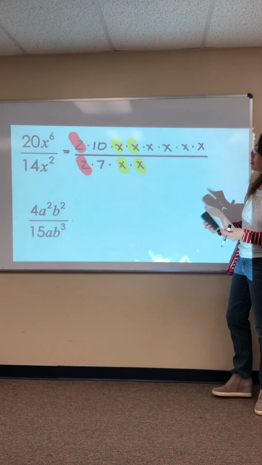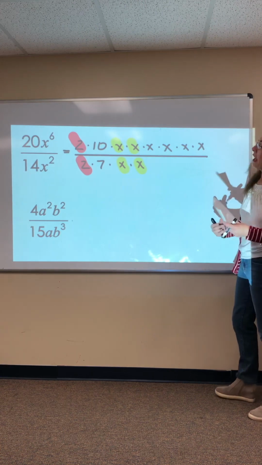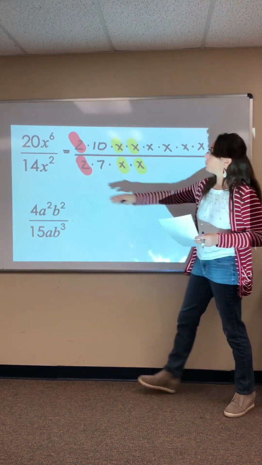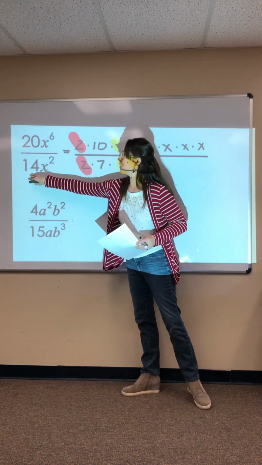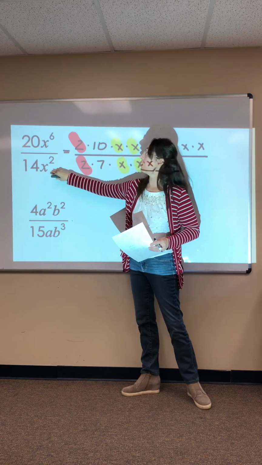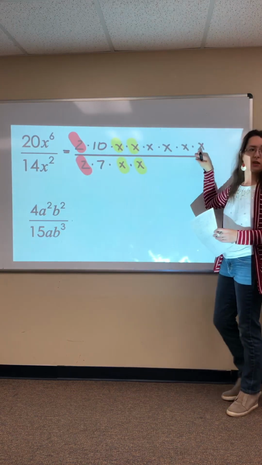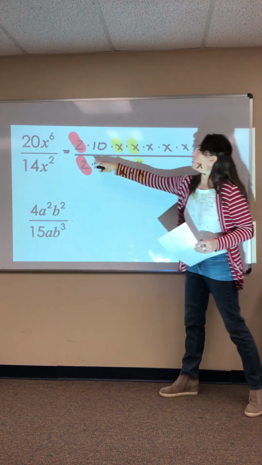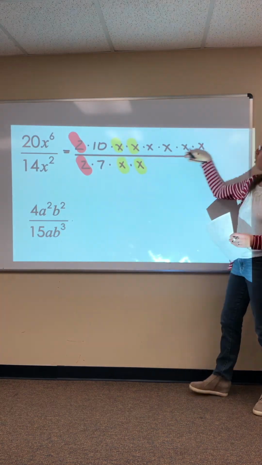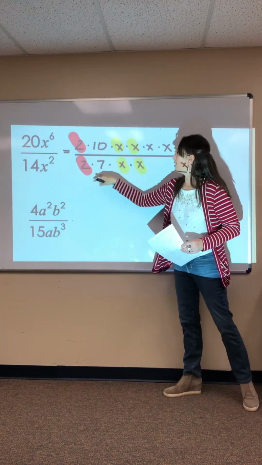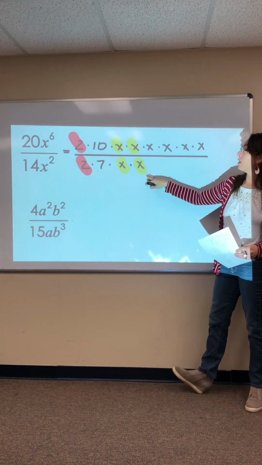Okay, here's an example, and this is on your notes too. If we start with 20x to the 6th over 14x squared, out to the side we've written out the factors on it. So 2 times 10, and then all 6 of the x's, and 2 times 7, and 2 of the x's here.